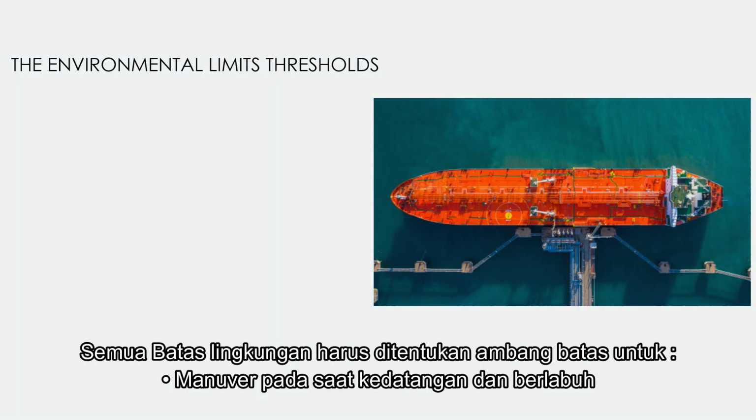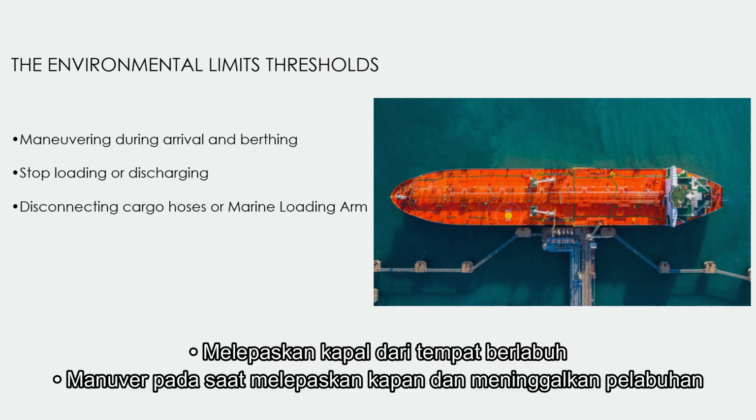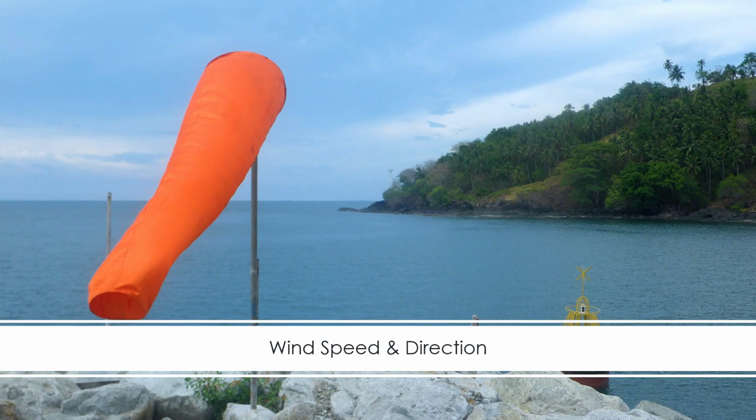All the environmental limits should define the thresholds for maneuvering, arrival, and berthing, stop loading or discharging, disconnecting the cargo hose or marine loading arm, removing the ship from the berth, maneuvering during unberthing, and departure. Operating limits will normally be based on ambient environmental conditions such as wind speed and direction. Do you know why?